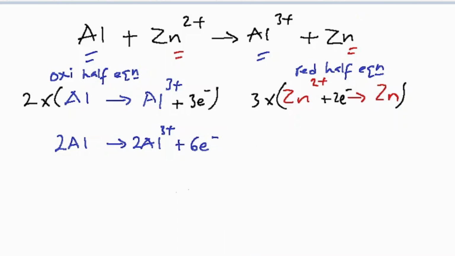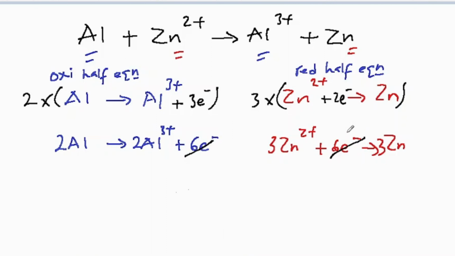Let's consider the reduction half equation. We're multiplying through by 3. So 3 times Zn2+, I'm going to have 3 Zn2+. 3 times 2, I'm going to have 6 electrons. And 3 times Zn, I have 3 Zn. Good. So the number of electrons gained is now the same as the number of electrons lost. So 6 cancels 6.